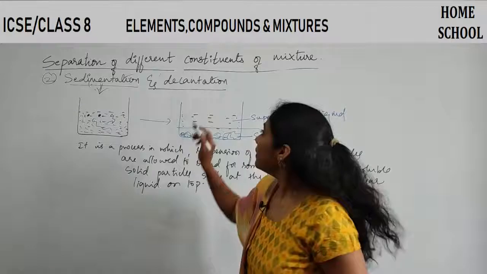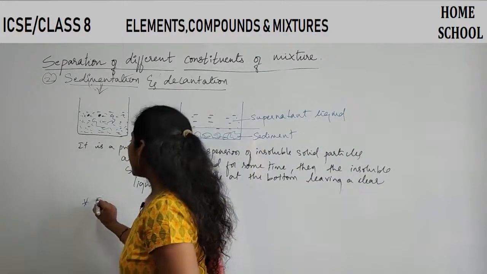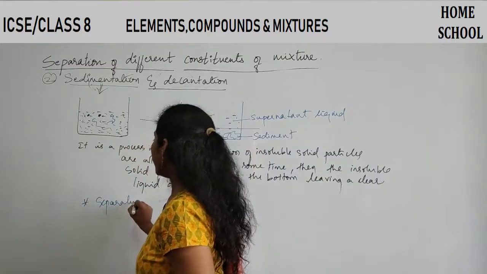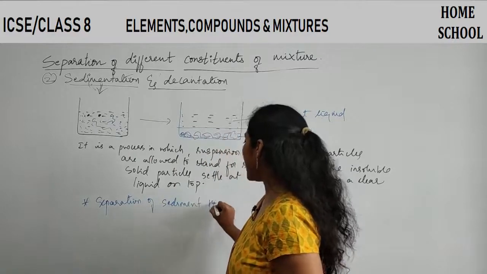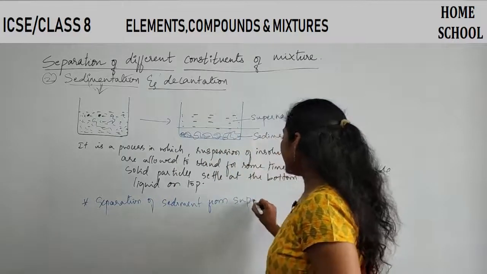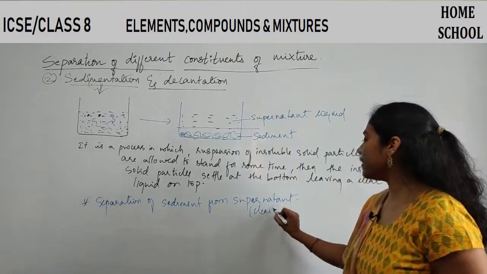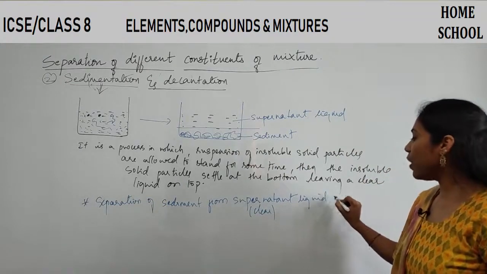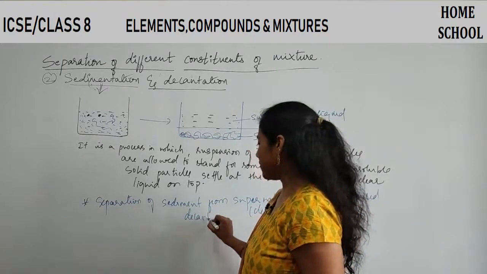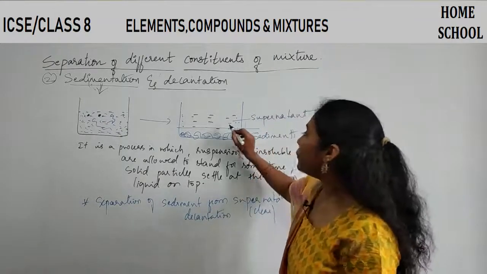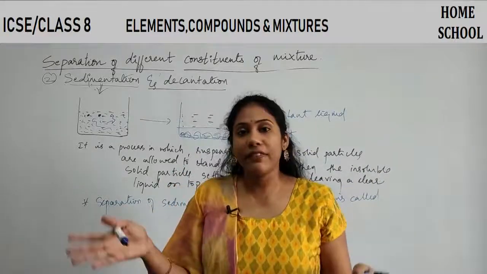So how do we do that? By decantation, right? So what I would write here is separation of sediment from supernatant liquid. Supernatant, that means clear liquid, is called decantation. Clear? Just if you pour this liquid into another beaker, you are able to separate that liquid from sediment.